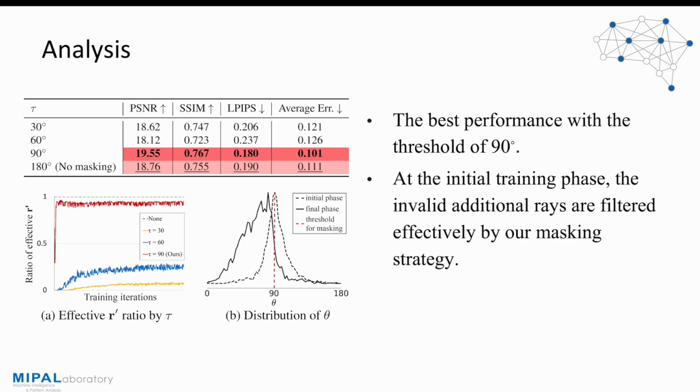We present a comparison of masking conditions for the flipped reflection rays. Our masking strategy of filtering out the ineffective flipped reflection rays with a threshold of 90 degrees achieves the best performance among different options. With the threshold of 30 degrees and 60 degrees, the rendering quality is rather degraded since the newly generated rays are overly filtered and do not provide enough additional supervision.